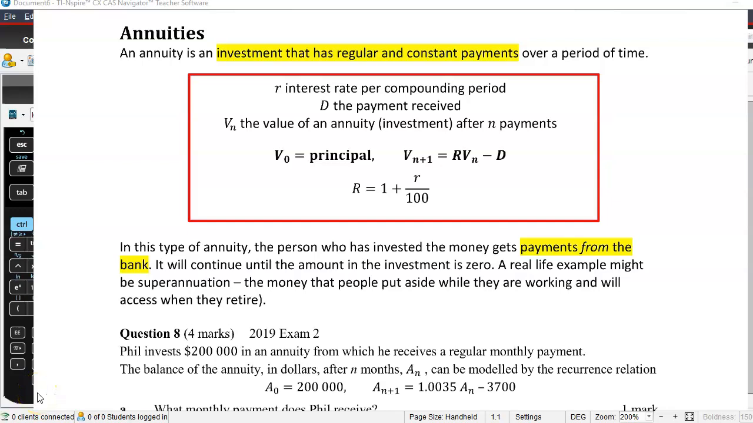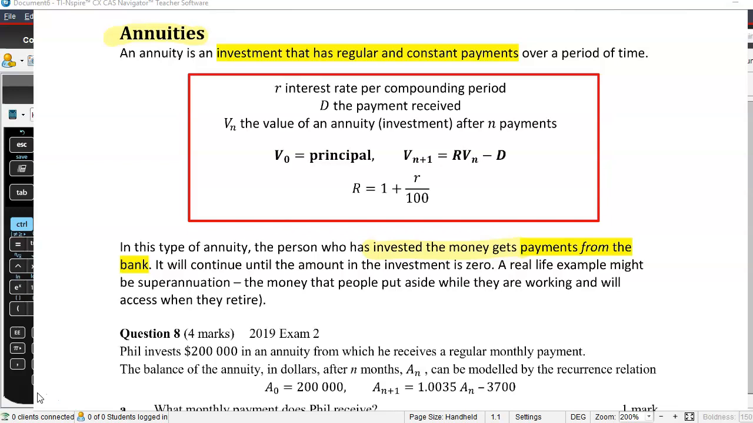So let's discuss annuities. So annuities are an investment that has regular and constant payments over a period of time. So we can think about annuities as a type of investment where the person is receiving payments. So they're not putting money in, they are receiving payments from the bank. So in this type of annuity, the person who has invested the money gets payments from the bank.